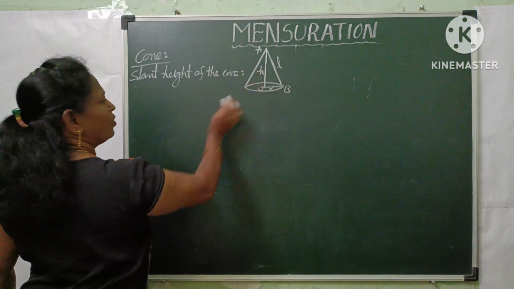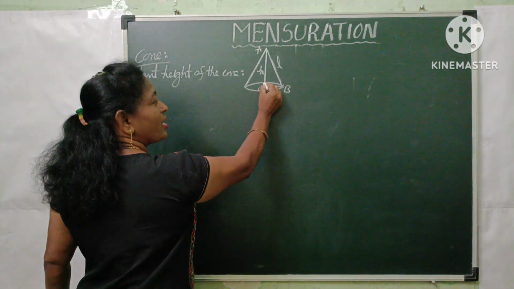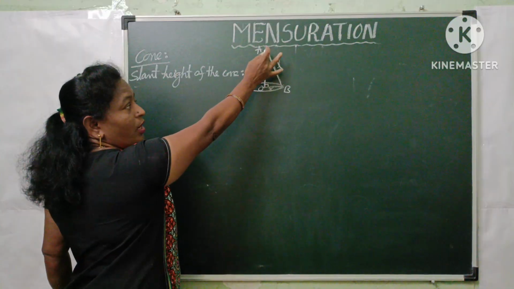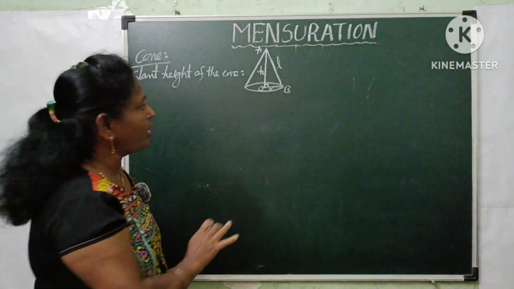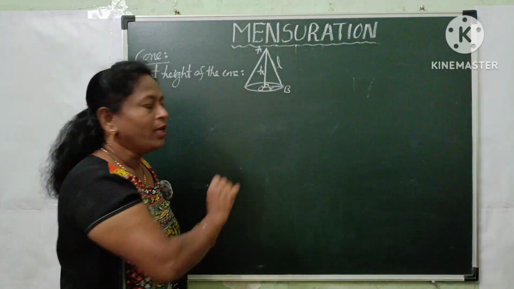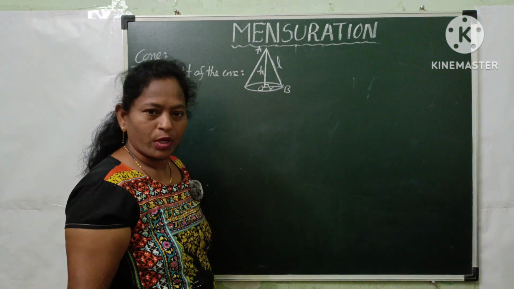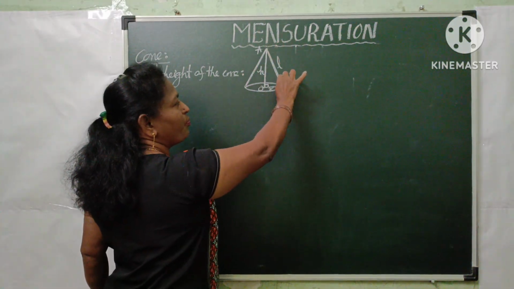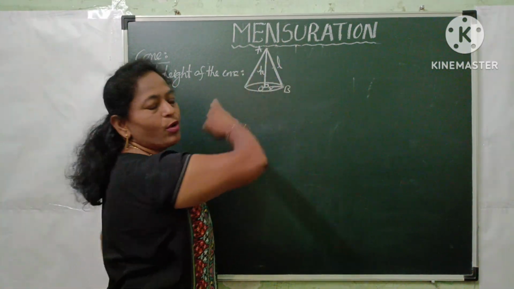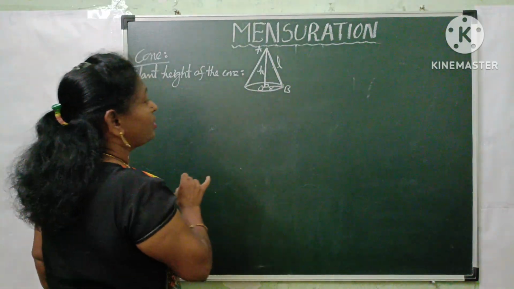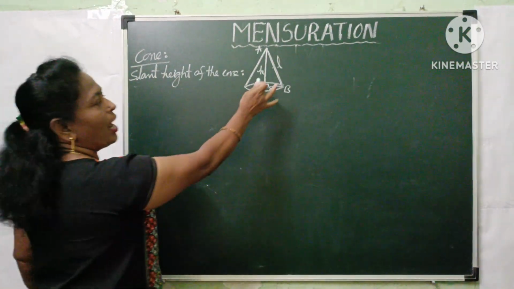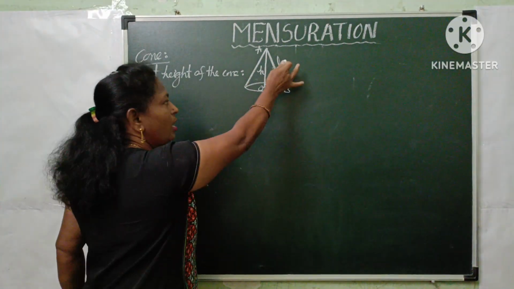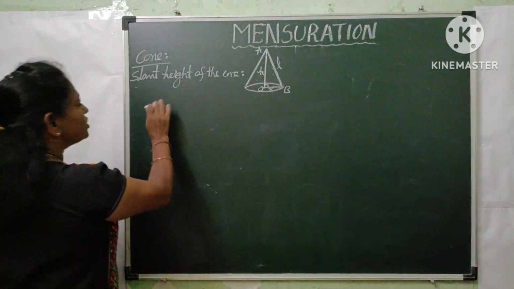Slant height of the cone. When you draw the vertical line segment from the vertex to the center of the circle, it forms a right angle. The side opposite the right angle is the hypotenuse. By the Pythagoras theorem, the hypotenuse here is the slant height of the cone. The hypotenuse square equals the sum of the squares of the remaining two sides, then we will get L, the slant height.